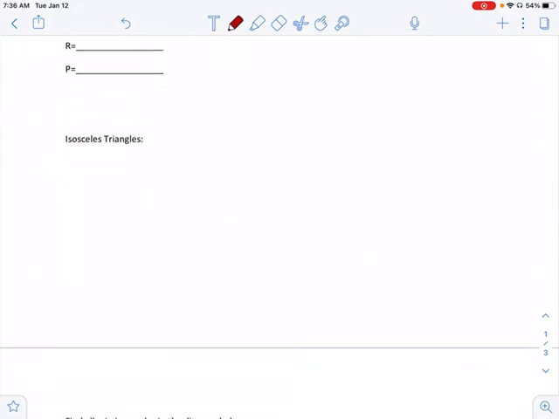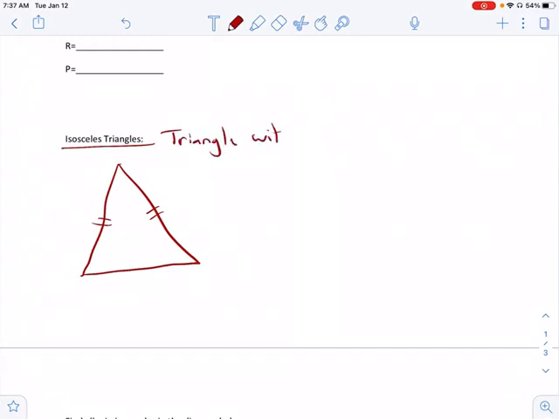And here's really where we're just going to be putting our notes for the day. So in an isosceles triangle, the first component here would be to let you know what an isosceles triangle is. So that's a triangle with two congruent sides.